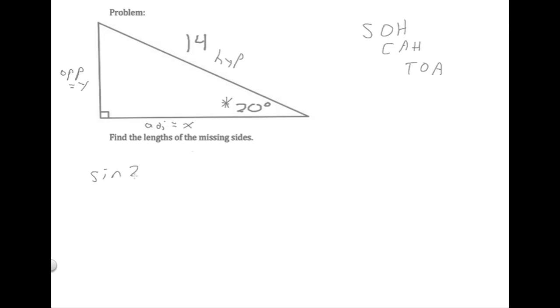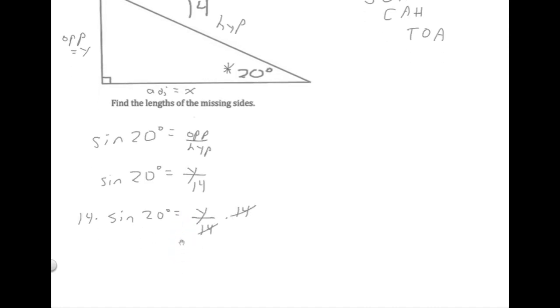So the sine of the 20 degrees will be opposite over hypotenuse. So we decided that was y over 14. So to get the y by itself, I'm going to multiply both sides by 14. To get rid of this 14 in the denominator, we multiply both sides by 14, so the 14s will cancel.